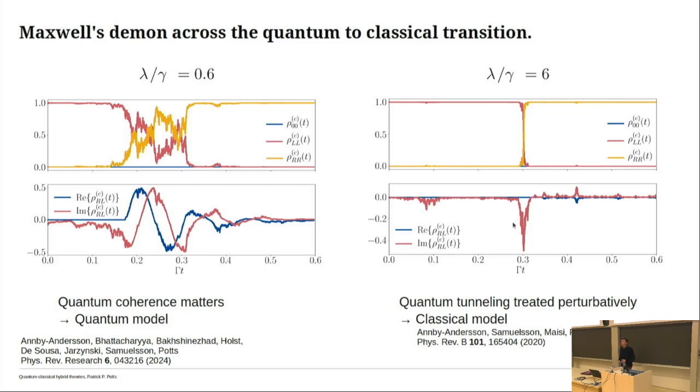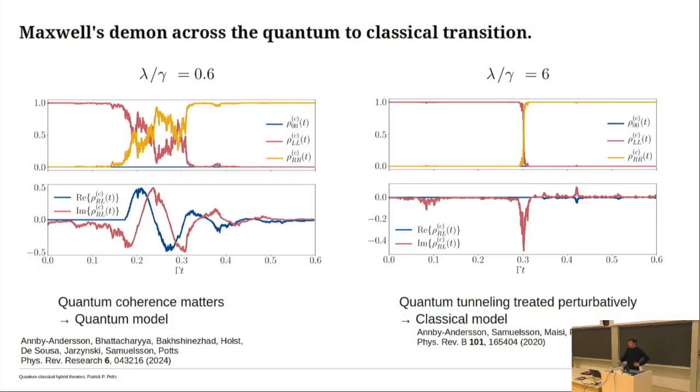So we can treat the quantum tunneling perturbatively and actually derive a classical rate equation for our system. And we were very happy with this because we actually re-derived the classical model that we heuristically used when we investigated the classical version of this device. So now we can actually derive this from a quantum model.